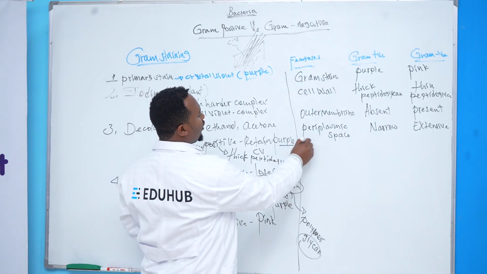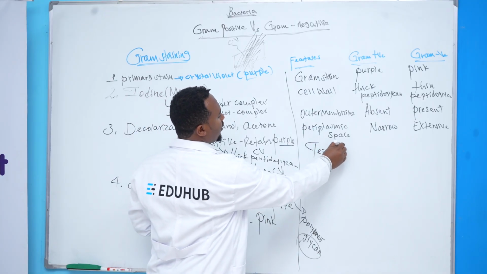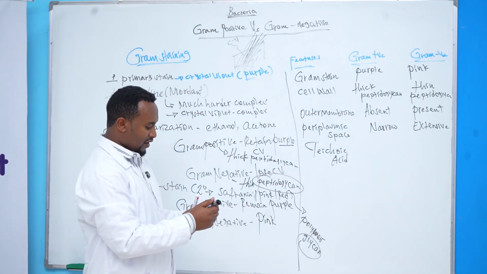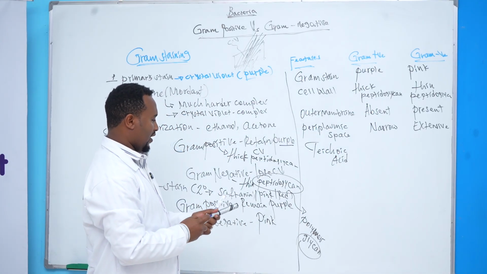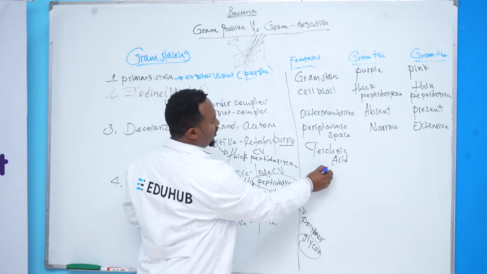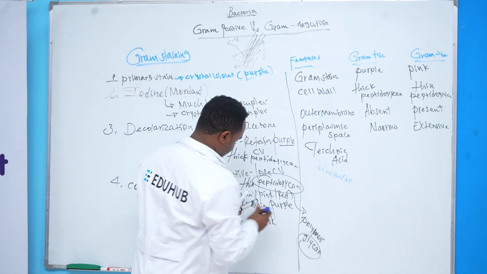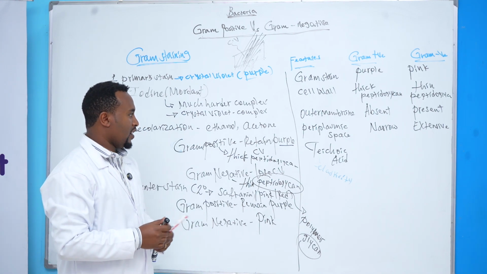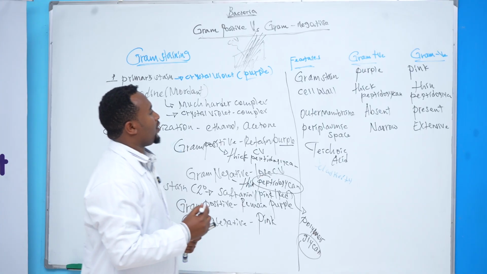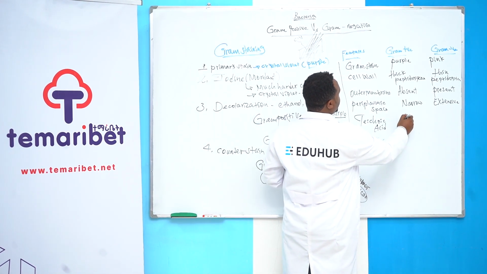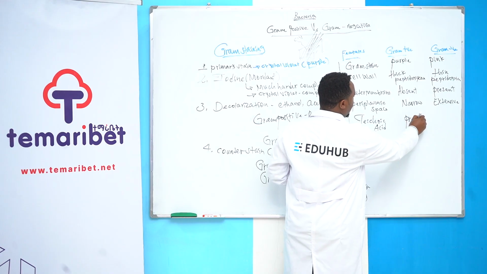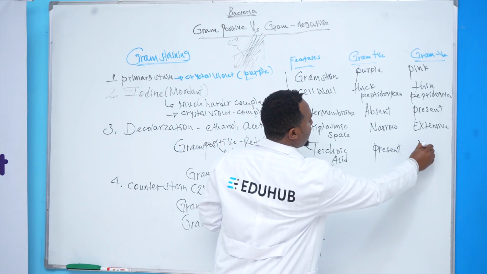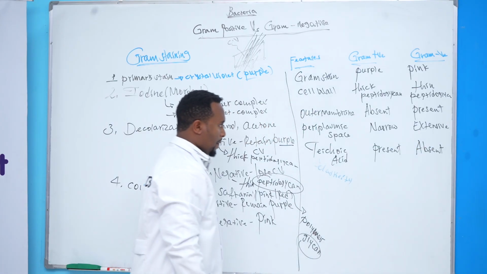the presence of teichoic acid. The teichoic acid. You know, the teichoic acid is very important. That maintains the elasticity of the bacteria. That is also important to maintaining the negative charge of the cell wall of the bacteria. So who has teichoic acid? Teichoic acid is present in gram-positive bacteria. And teichoic acid is absent in gram-negative bacteria.